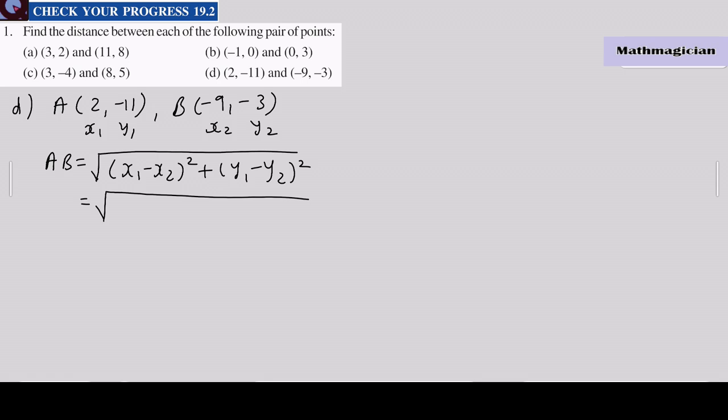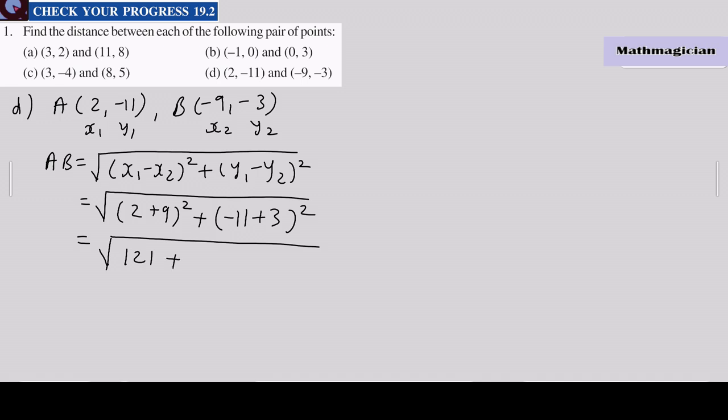Let's substitute values. X1 is 2 minus 9, so it becomes plus 9 square. Y1 is negative 11 minus negative 3, so it becomes plus 3 square. 2 plus 9 is 11, so 11 square is 121 plus minus 11 plus 3, so there will be subtraction. So that will give you a negative 8. 8 square is 64. 121 plus 64 gives us 185.